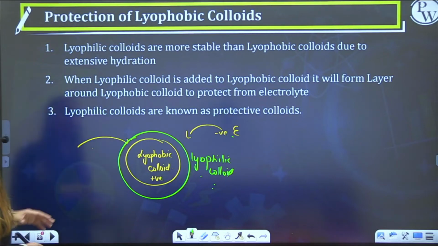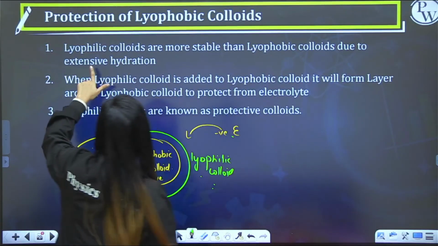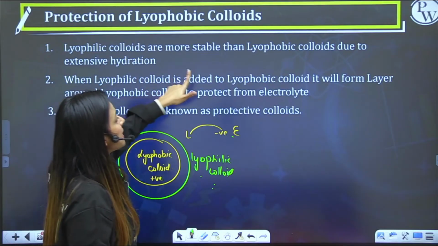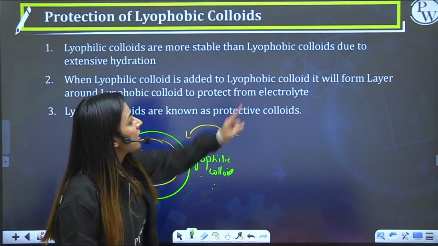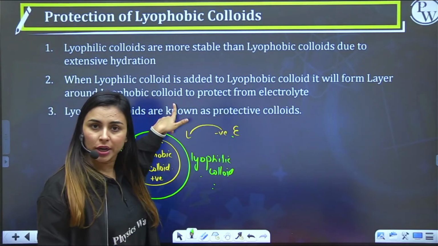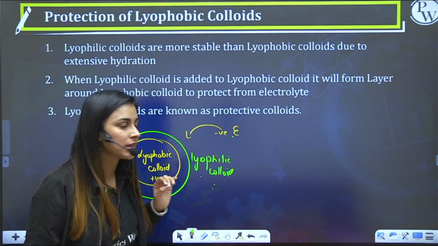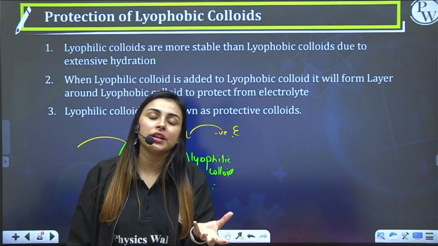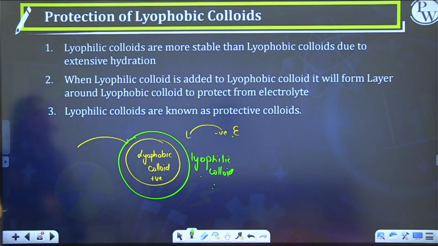Now let's try to understand this. Lyophilic colloids are more stable than lyophobic colloids, due to the extensive hydration, solvation. When a lyophilic colloid is added to a lyophobic colloid, it will form a layer around the lyophobic colloid to protect it from the electrolyte. So this lyophilic colloid actually protected it from the electrolyte. In such cases, lyophilic colloids are known as protective colloids. Perfect, this is something which I wanted to make you understand. Please write it down.